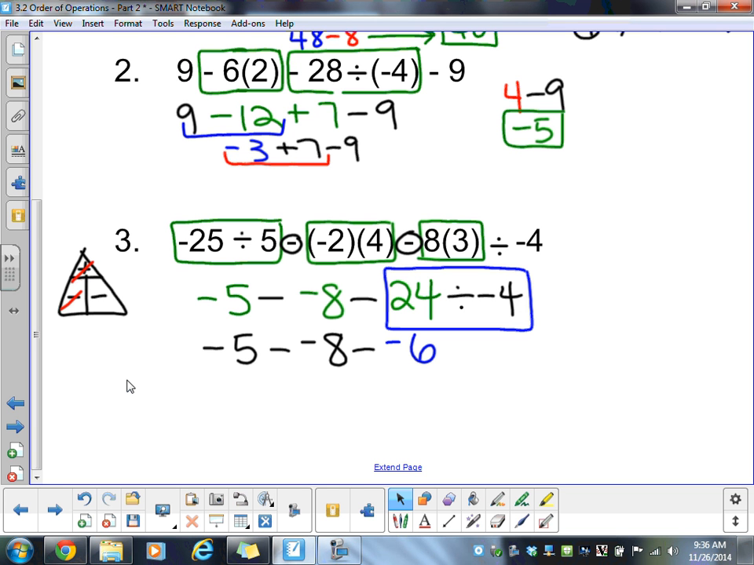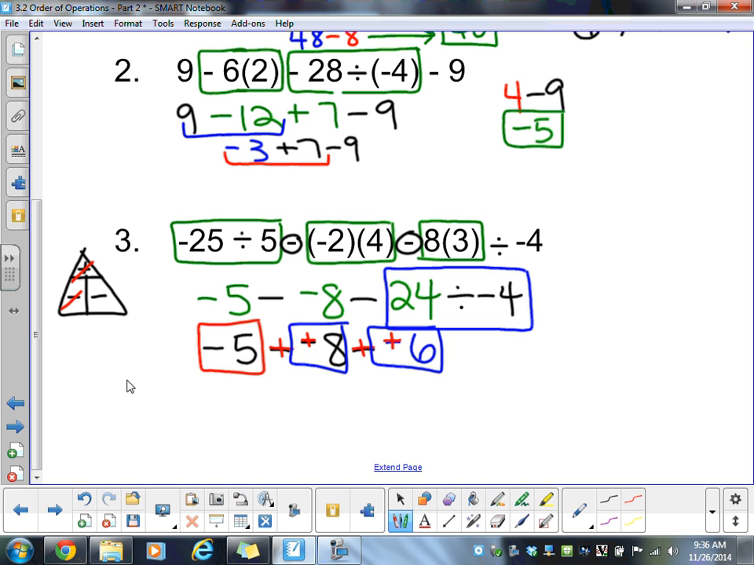And now I'm in my fourth step of order of operations. I'm in the add and subtract from left to right step. All my multiplication and division is gone. So I'm looking at what I have left, negative 5 minus negative 8 minus negative 6. And I recognize the minus and the negatives next to each other, so I'm going to turn those into plus positives. Now for this problem, I'm going to group all my positives and negatives together. So I have a negative 5, I have a positive 8, and I have a positive 6.